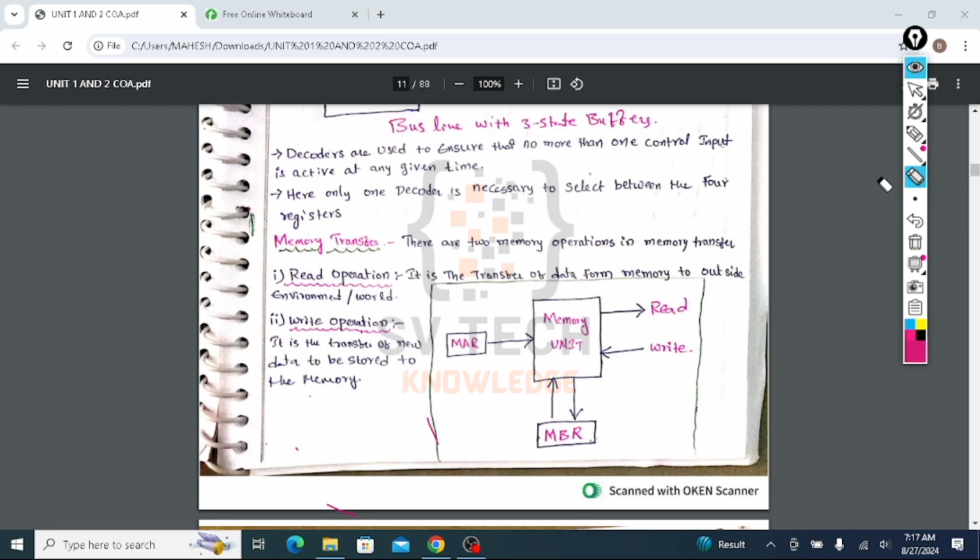Memory transfer has two major operations. One is the read operation, one is the write operation. Read operation means sending data from memory to somewhere. Write operation means receiving data from somewhere. Like this, memory transfer will be there. This is the common bus construction and memory transfer of registers.